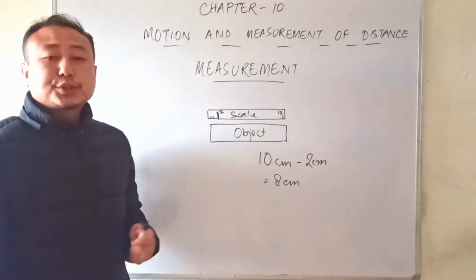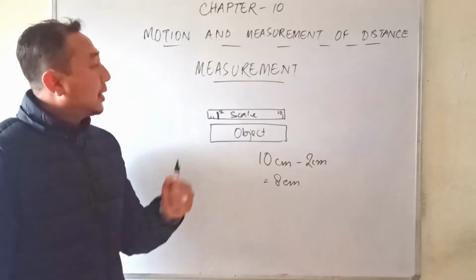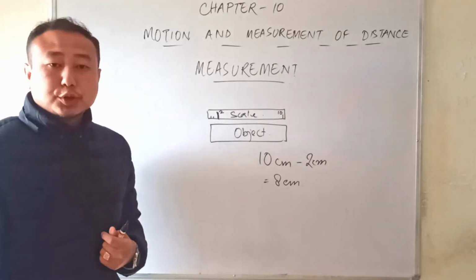So these are the precautions that we have to take while recording the length of the object. Now this is about the measurement. Now let us come to the next topic of this chapter, that is motion.